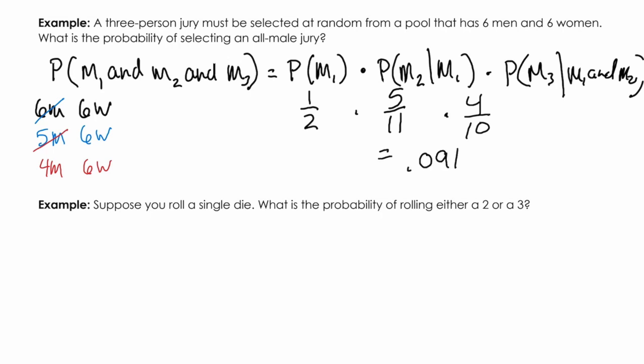Now, when I multiply all that together, I get 0.091. So the probability of picking 3 men when you have 6 men and 6 women is 0.091. And we use conditional probability here because these events were dependent.